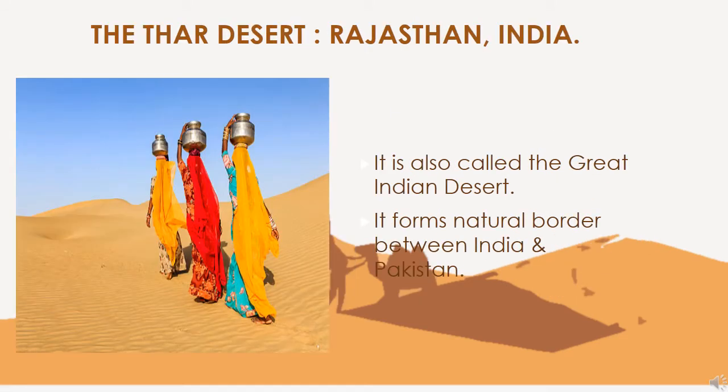Let us talk about the Thar Desert, which is in Rajasthan in our own India. It is also known as the Great Indian Desert. Basically, the Great Indian Desert is spread over 4 states of India, namely Punjab, Haryana, Rajasthan and Gujarat, and 2 states in Pakistan as well. This area is very dry and very arid. It also forms the natural border between India and Pakistan.